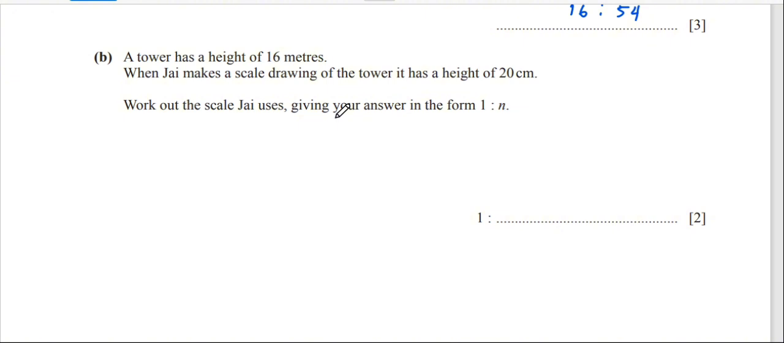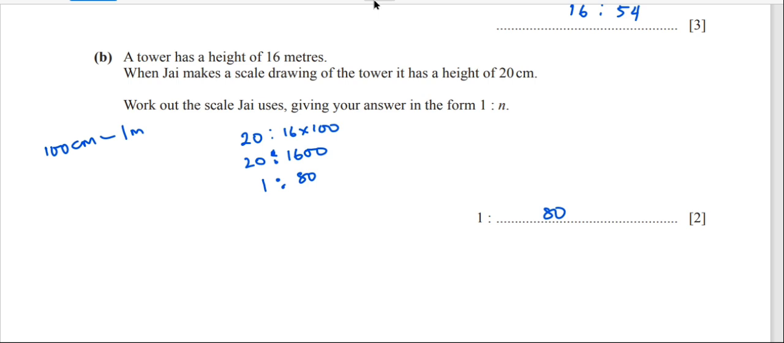What they mean by 1:n is that we should convert this value here. So what I'm going to do is convert this 16 to cm. We know that 100 cm is equal to 1 meter, so we multiply by 100. It simply means that our scale is 20 cm representing 16 times 100, so 20 representing 1600. When you put this ratio in the form 1:n, dividing by 20 will give you 80. So that's the scale that Jai uses.